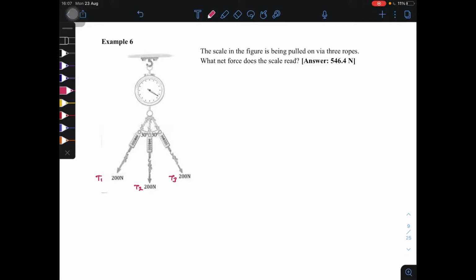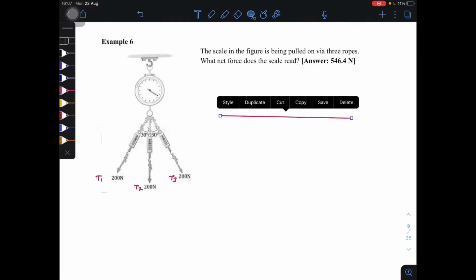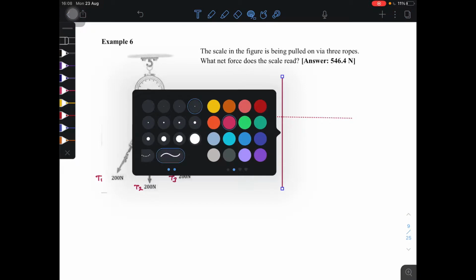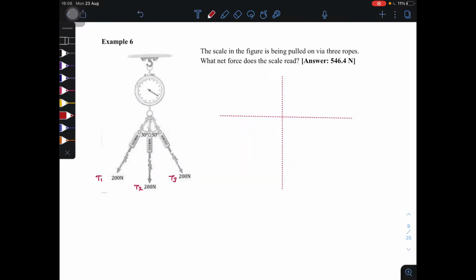Okay, so now let's draw the FBD. So FBD, kita ada, okay, kita buat dahulu X and Y axis. So remember, X and Y axis must be in dotted line. And then kita akan ada 3 force dekat sini. So first force T1, and then second one is this one, T2. So this one T2, and then last one T3. And then the angle in between here and here is 30 degree.